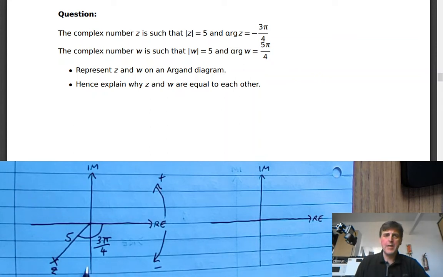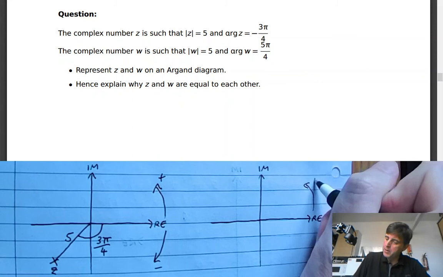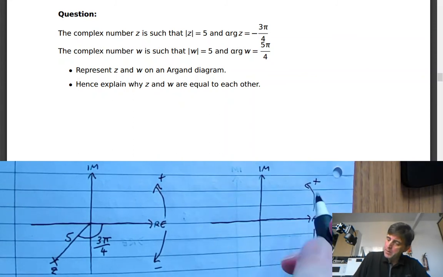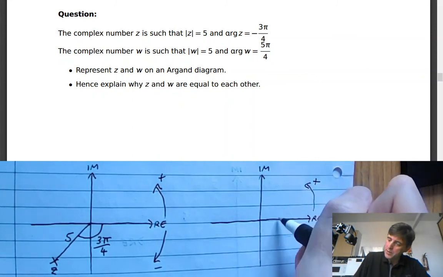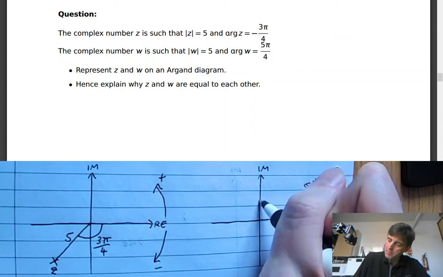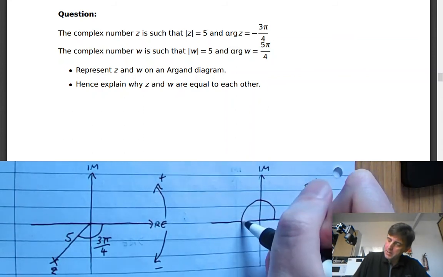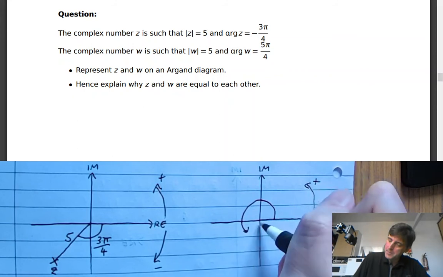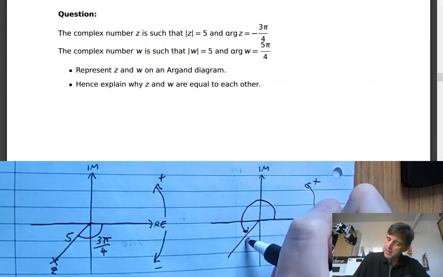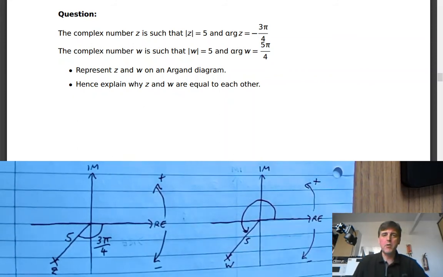Right, let's have a look at the complex number w. Now, w also has a modulus of 5, so w is also going to be 5 units away from the origin. This time the argument is 5 pi over 4. Well, 5 pi over 4, that's a positive one here. So we're going to be going round this way, and we're going to be going round 5 pi over 4. So that takes us, I believe, well, there we are, pi over 2, there we are, that's pi. So we're going to be taking around about there. So we're going to be going 5 units down here. And there is our complex number w on an Argand diagram.